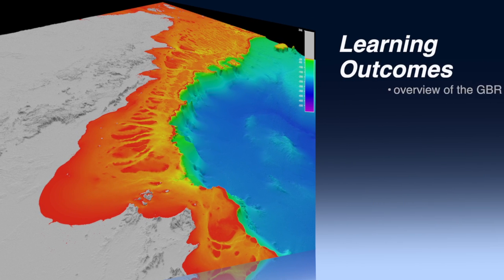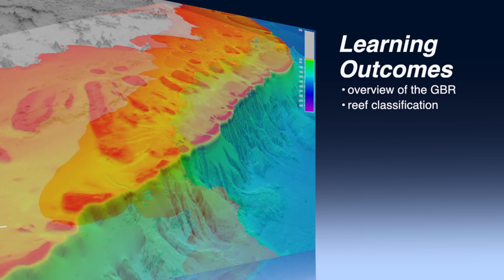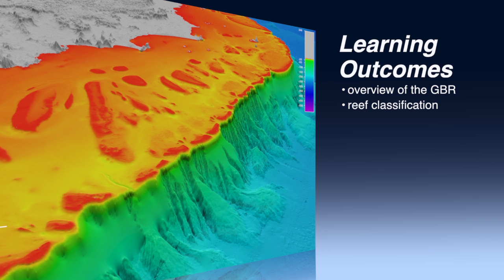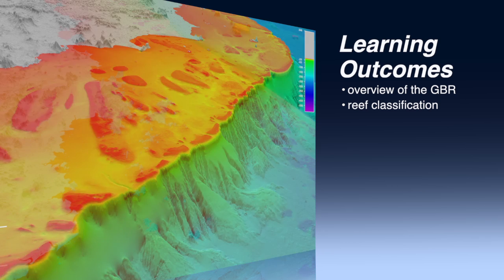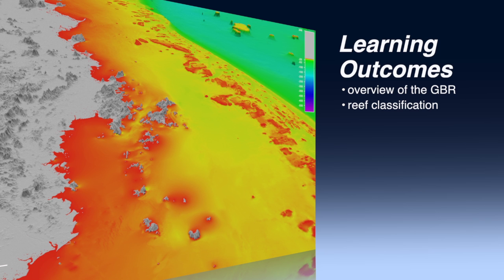In this module, we will take a regional tour of the Great Barrier Reef to see how it varies with latitude and environment. Along the way, we will be introduced to a simple scheme for the classification of reefs.